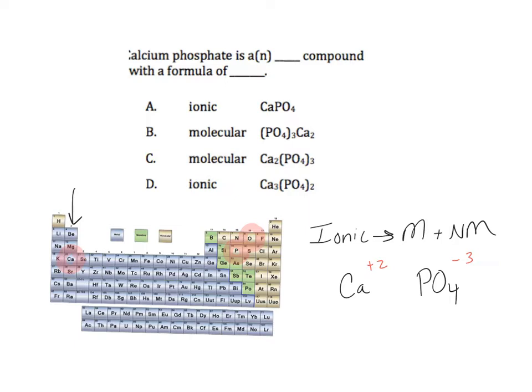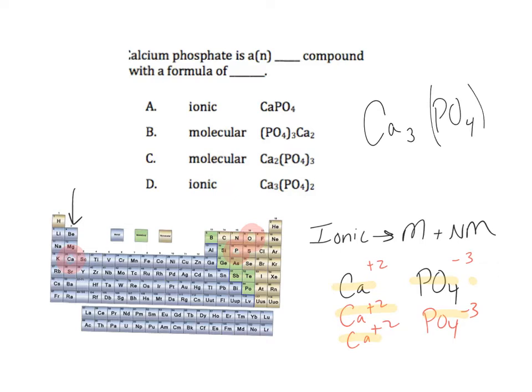Now for the formula. Calcium is +2, PO4 is -3. Remember, these charges need to be balanced. Anytime we have a 2 and a 3, we are making them 6. We have 3 calcium and 2 phosphates. So we are writing the formula like this. 3 calcium and phosphate we have 2.